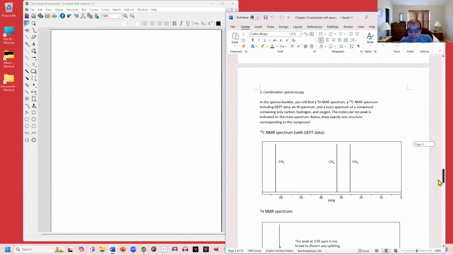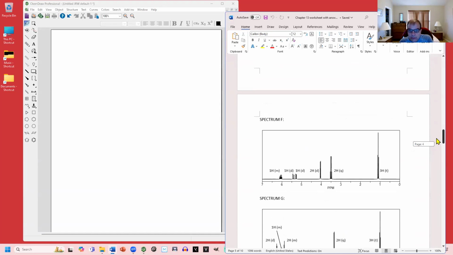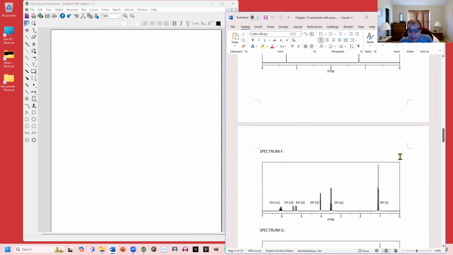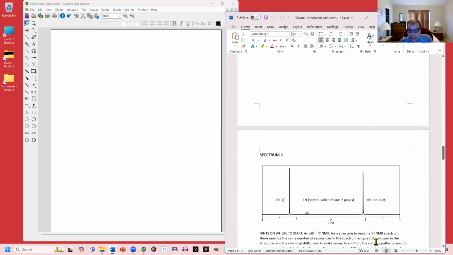Yep, looks good so far. And we said that spectrum F was for compound Z. So spectrum G is for compound V. Finally, we have spectrum H.